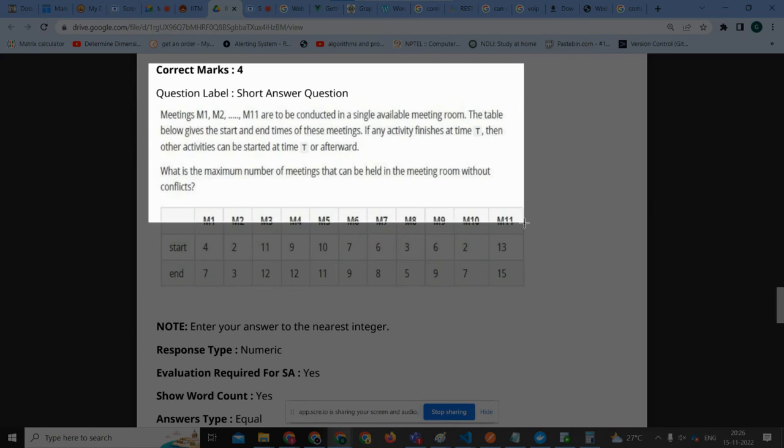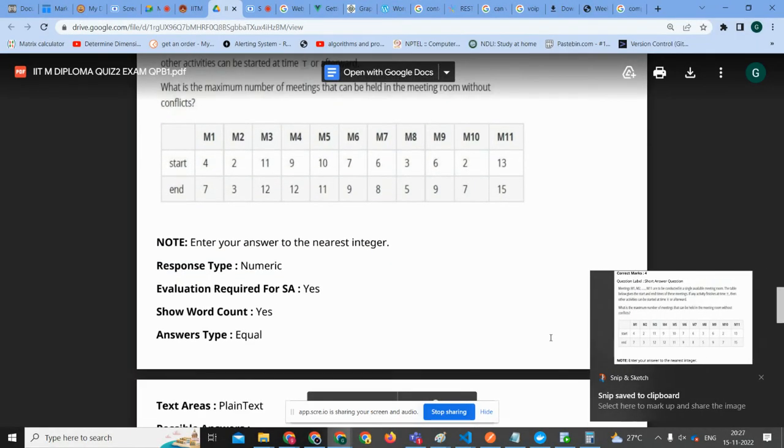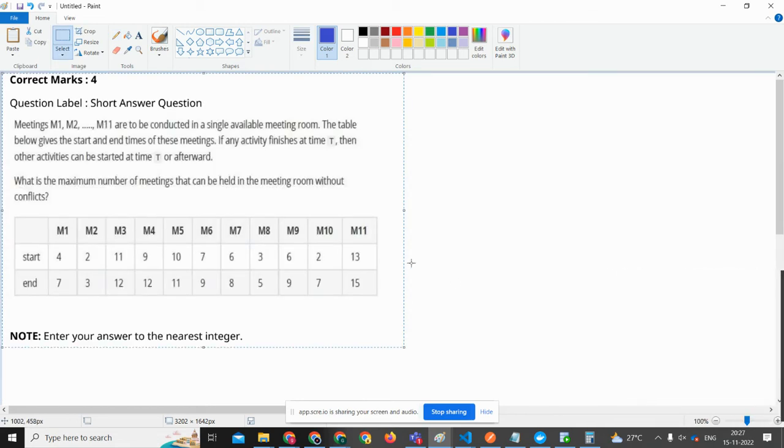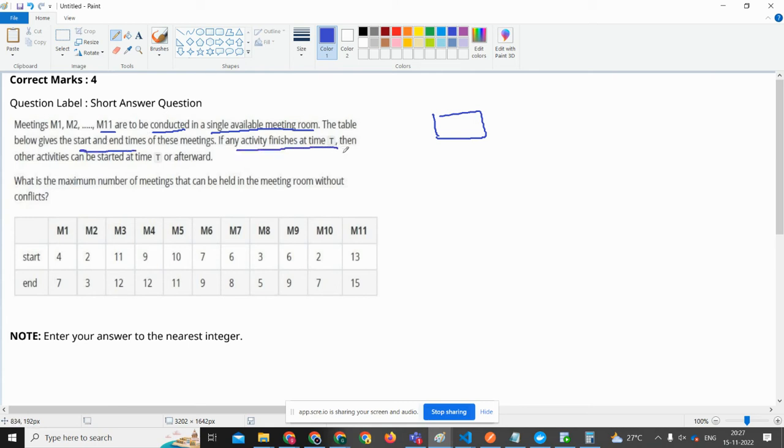It is an easy question, right? This is the easiest question one can possibly get, and the answer is 6. Go ahead, Mahi, read the question. M1, M2 up to M11 are to be conducted in a single available meeting room. The table below gives the start and end times of these meetings. If any activity finishes at time t, then other activities can be started at time t or afterward. What is the maximum number of meetings that can be held in the meeting room without conflicts?